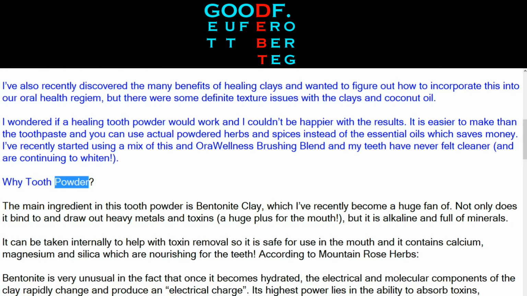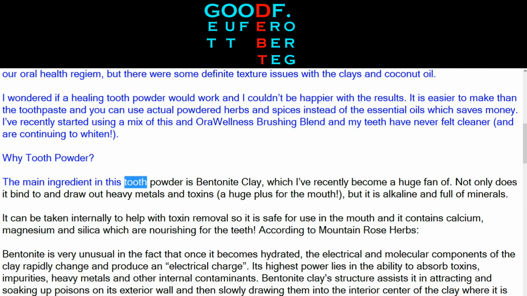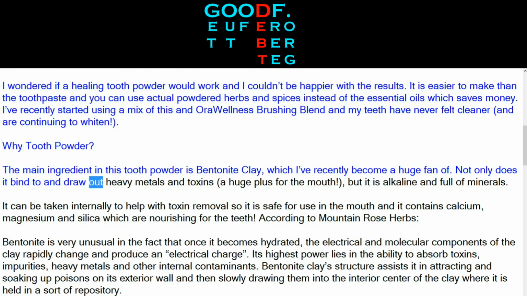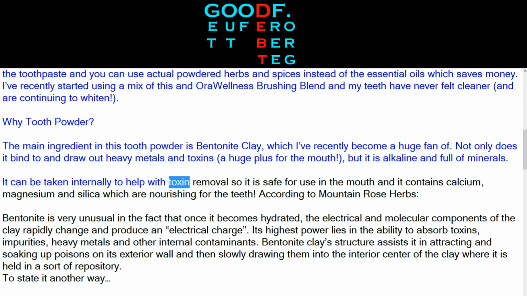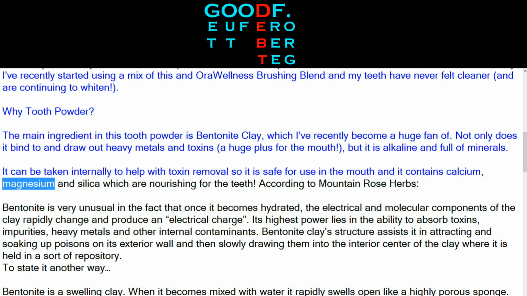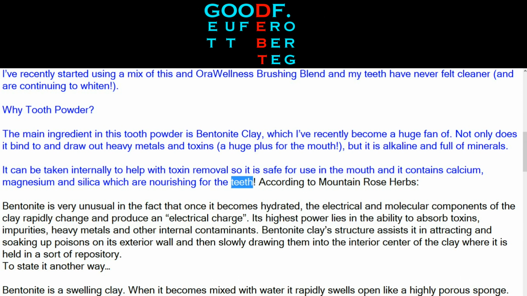Why tooth powder? The main ingredient in this tooth powder is bentonite clay, which I've recently become a huge fan of. Not only does it bind to and draw out heavy metals and toxins, a huge plus for the mouth, but it is alkaline and full of minerals. It can be taken internally to help with toxin removal, so it is safe for use in the mouth, and it contains calcium, magnesium and silica, which are nourishing for the teeth.